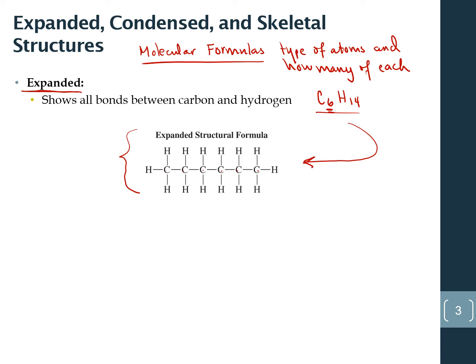So you have your chain of carbons all bonded together in your expanded formula. And you can check your hydrogens. That's 1, 2, 3, 4, 5, 6, 7, 8, 9, 10, 11, 12, 13, 14 hydrogens. So you have C6H14.